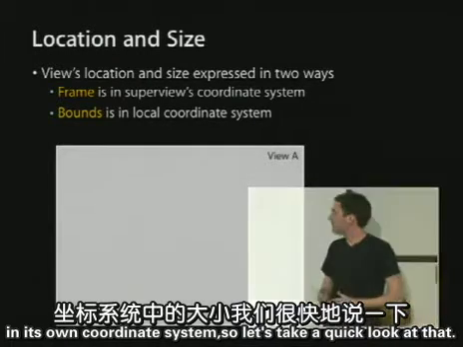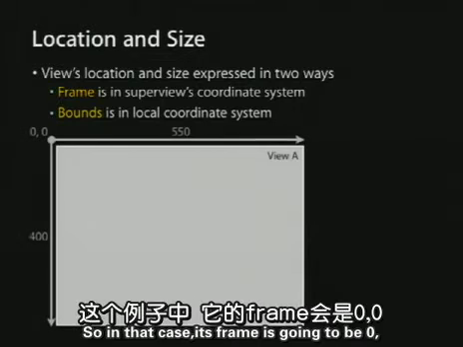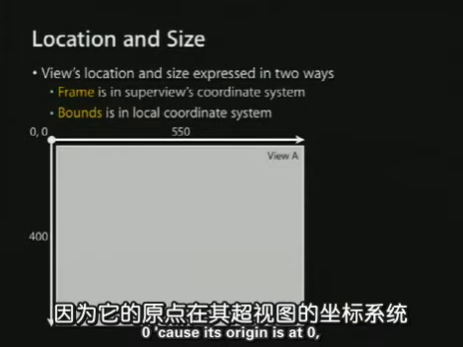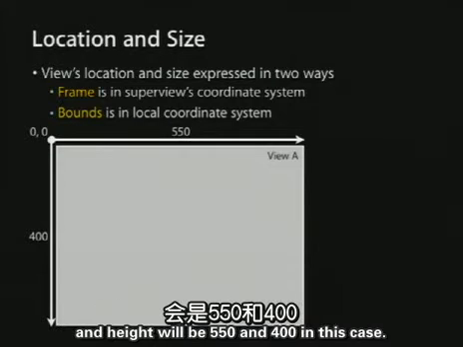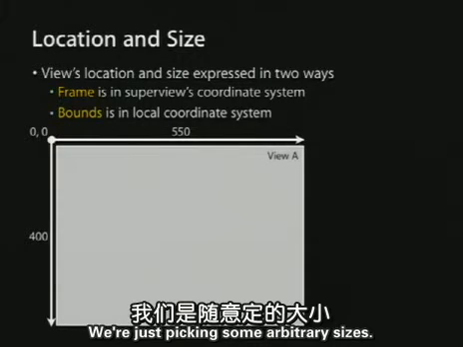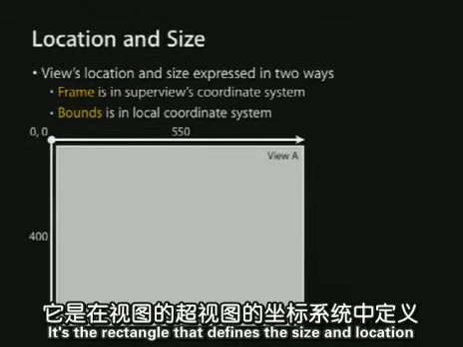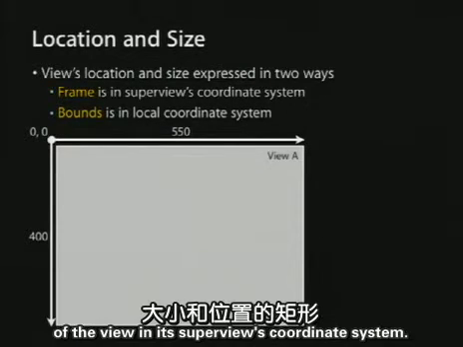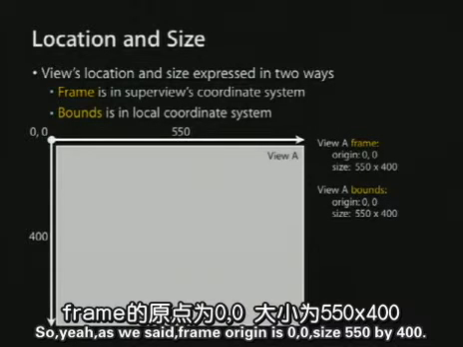So let's take a quick look at that. We've got a view A. Let's assume that its superview is the exact same size. It's positioned directly on top. So in that case, its frame is going to be 0, 0, because its origin is at 0, 0 in its superview's coordinate system. And its width and height will be 550 and 400 in this case. We're just picking some arbitrary sizes. So that's the frame. It's the rectangle that defines the size and location of the view in its superview's coordinate system. As we said, frame origin is 0, 0, size 550 by 400.